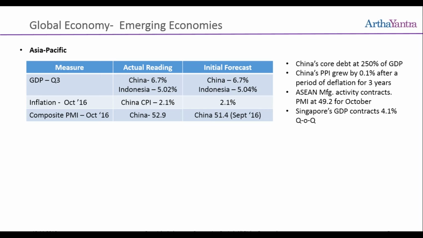Which is why the GDP of China was at 6.7% in the previous quarter. Now, there is a bit of uneasiness in China's growth, primarily because it's fueled a lot by debt, and China's core debt is about 250% of its GDP. Now, this is very comparable to what Japan was in the 1990s.